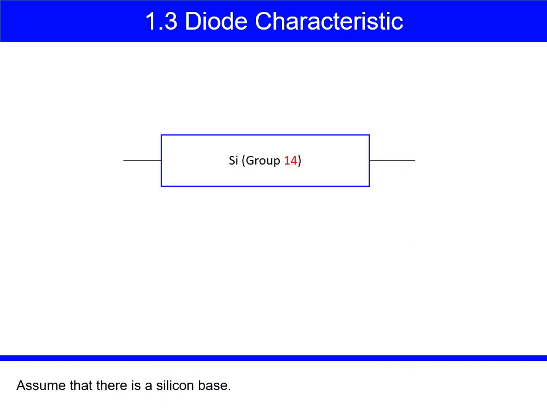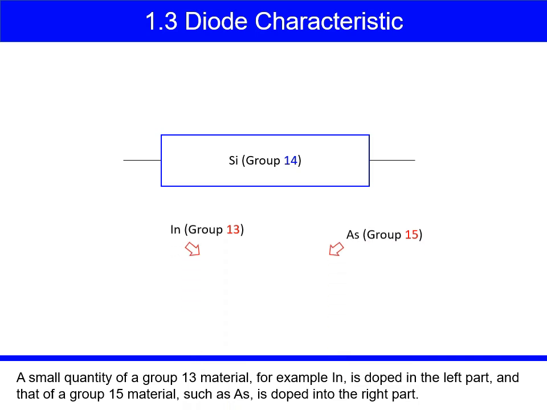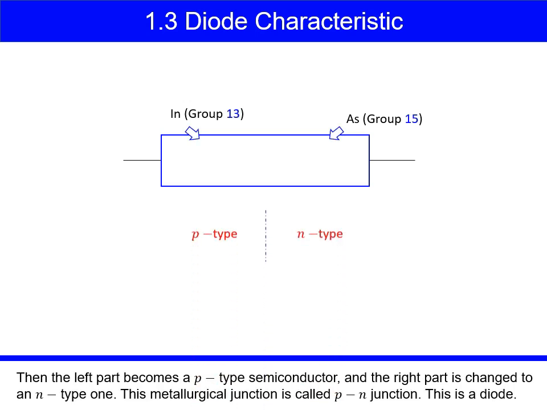Assume that there is a silicon base and a small quantity of a group 13 material, for example indium, is doped in the left part, and that of a group 15 material, such as arsenic, is doped into the right part. Then the left part becomes a p-type semiconductor, and the right part is changed to an n-type one. This metallurgical junction is called p-n junction.